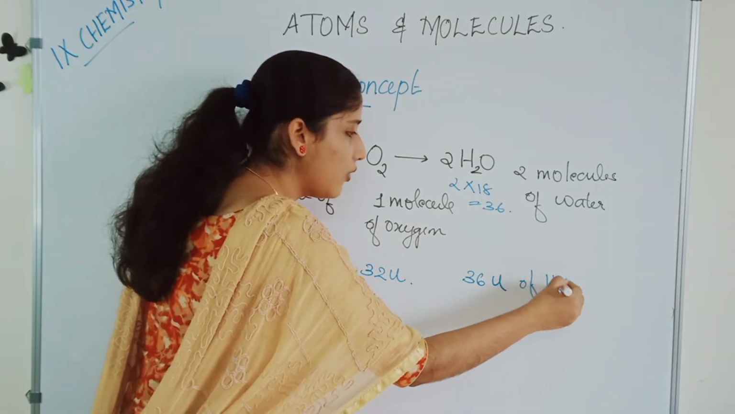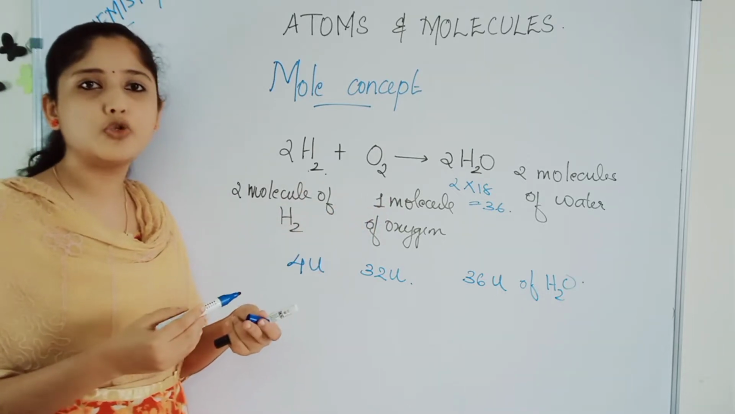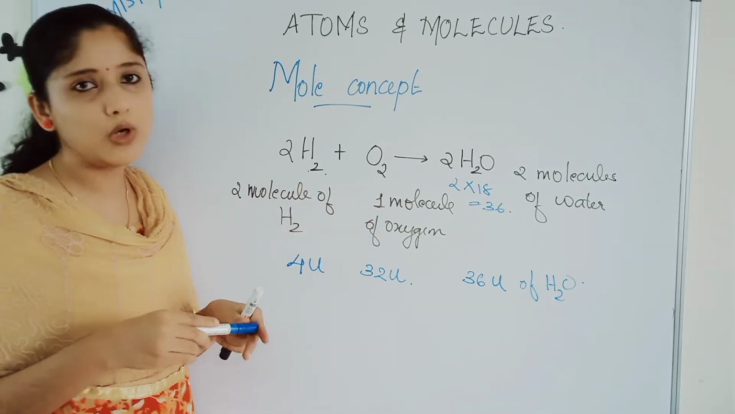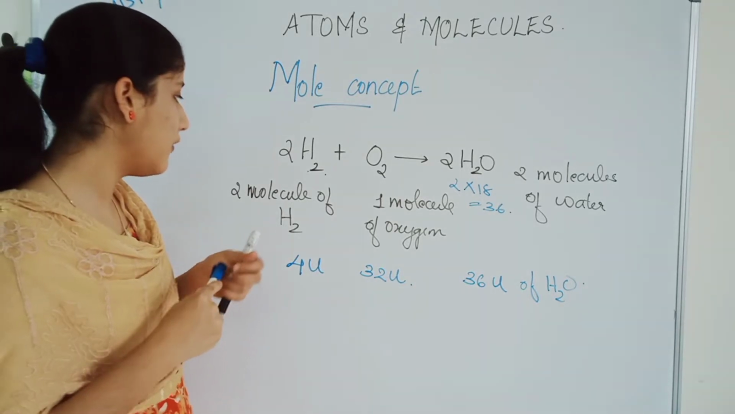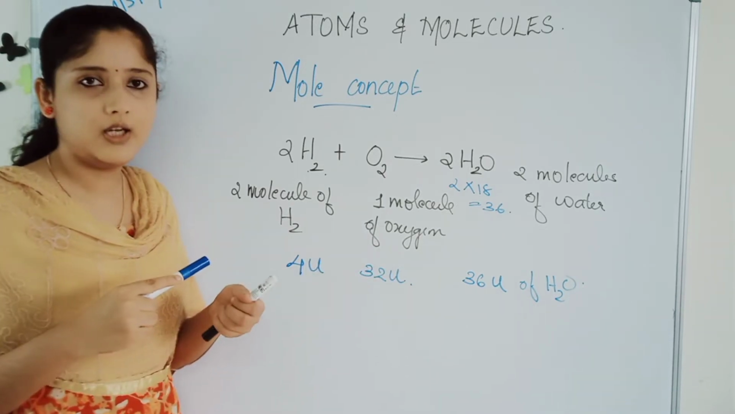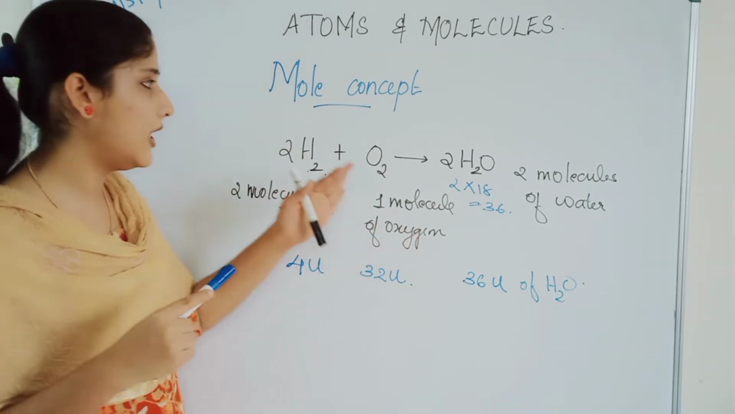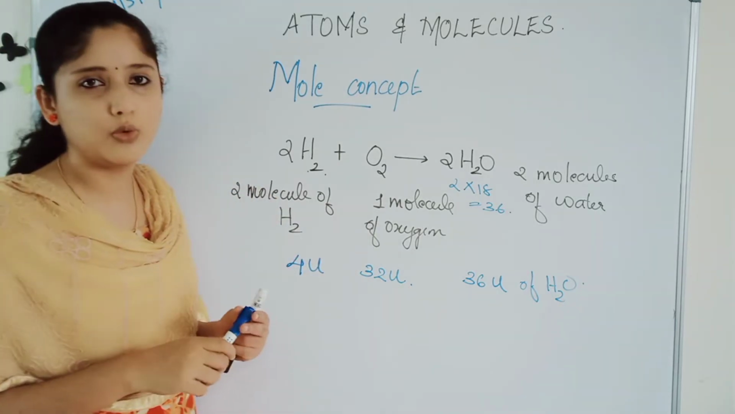In this way also we can define this equation, 2H2 plus O2 gives 2H2O. So we are defining it in terms of molecules and also in terms of mass. In two ways we can explain this equation, 2H2 plus O2 gives 2H2O.